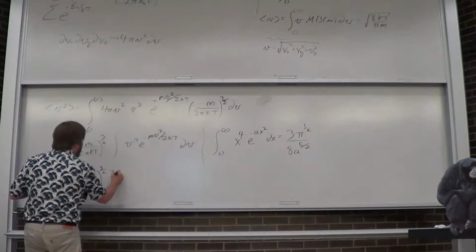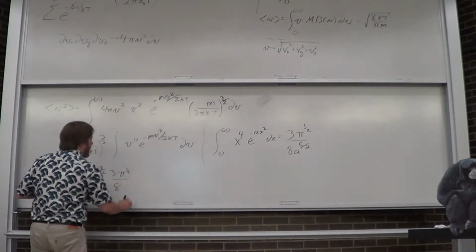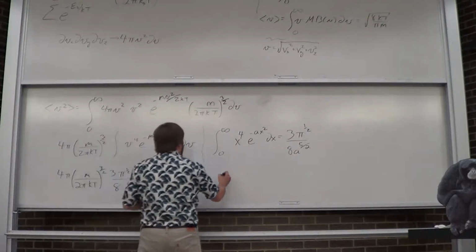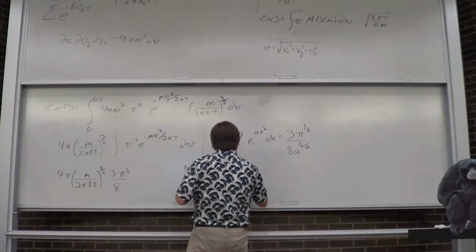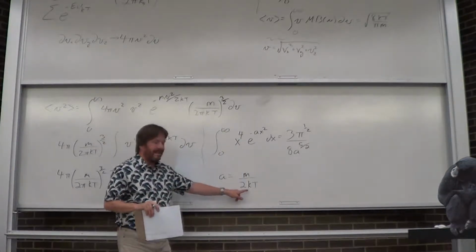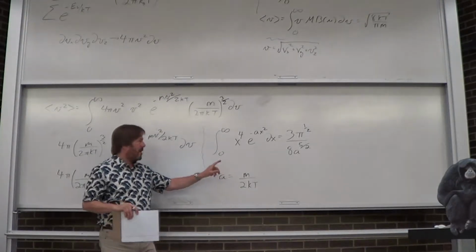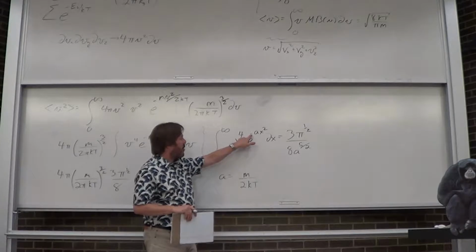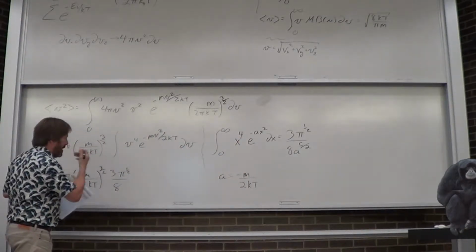Okay, now I've got a 3 pi to the half. Now I've got an 8. Okay, the trick is to identify what A is. A is, of course, m over 2 kT. I've asked you this before. Let me do it again. Is there a minus? Is it m over 2 kT or is it minus? No minus, right. See, it's there. It's already incorporated. So I harp on that because I see that's how people make mistakes.